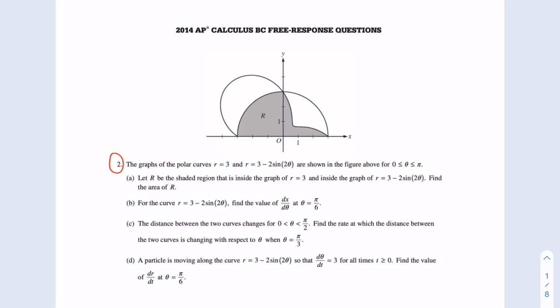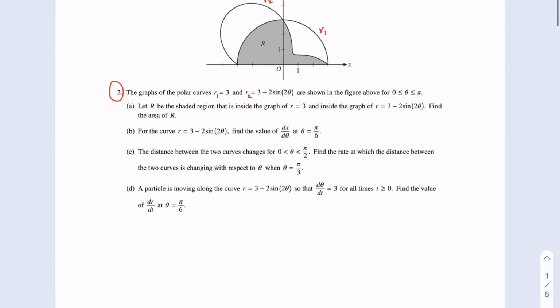This is 2014 Calculus part number 2. Given the polar coordinates and the polar graph r1 and r2, r1 is a circle, r2 is this shape. Part A, how do you find the shaded region area?